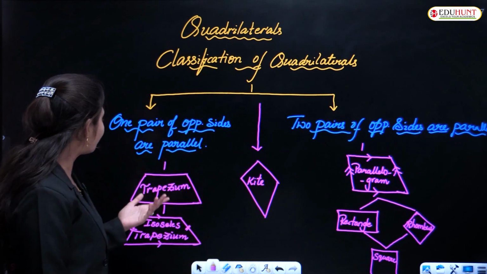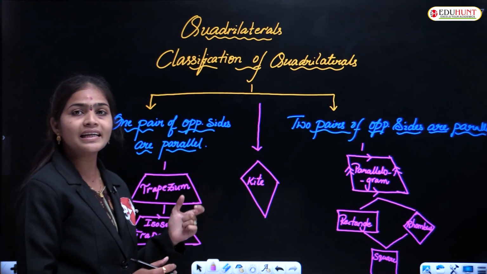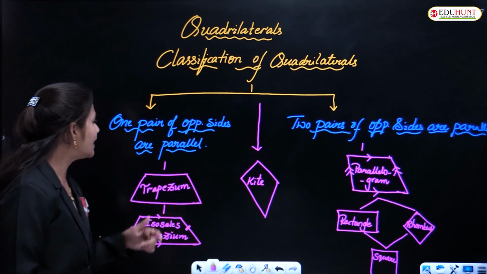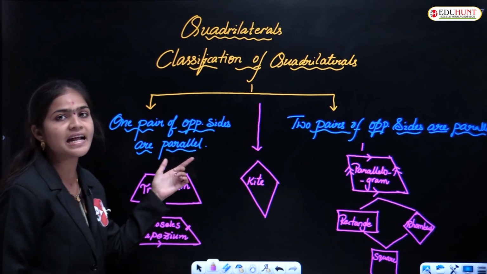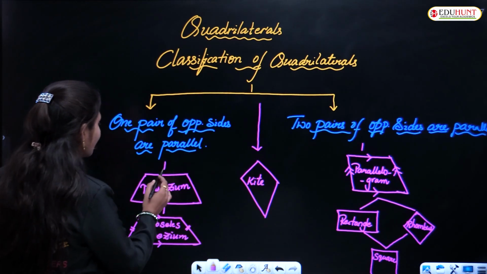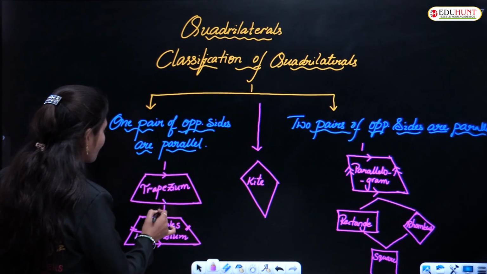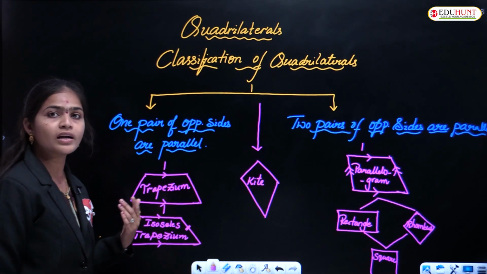So after this we have to discuss each type of quadrilateral. Here we are saying that one pair of opposite sides are parallel, no? So here we are saying one pair of opposite sides are parallel. So what about this one?